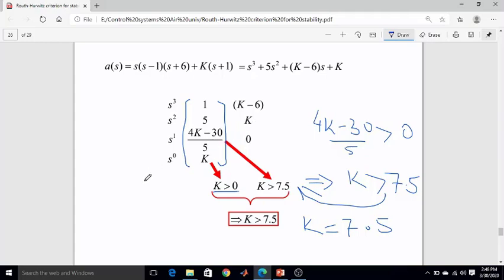So what was the case when we had a 0 row? We used to take the auxiliary polynomial, and the order of that auxiliary polynomial would determine how many poles would be located on the imaginary axis. Since in this case this row is 0, we have an auxiliary polynomial of order s squared, so we'll have two poles on the imaginary axis. But in this case, we will not take k equal to 7.5. We will always take k greater than 7.5, so that we have poles in the left half plane.